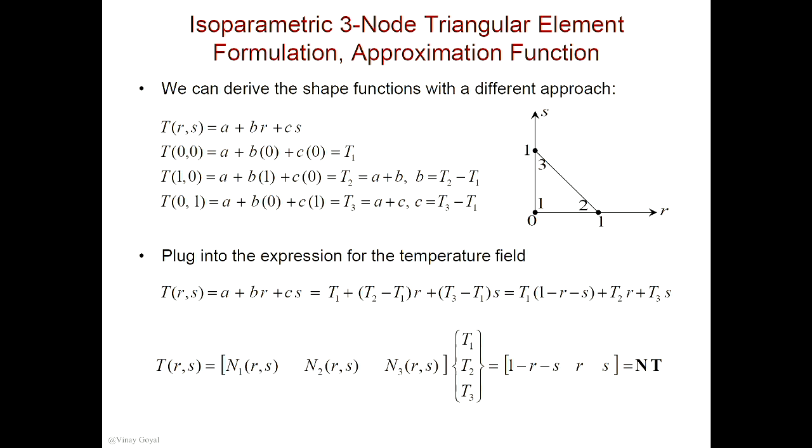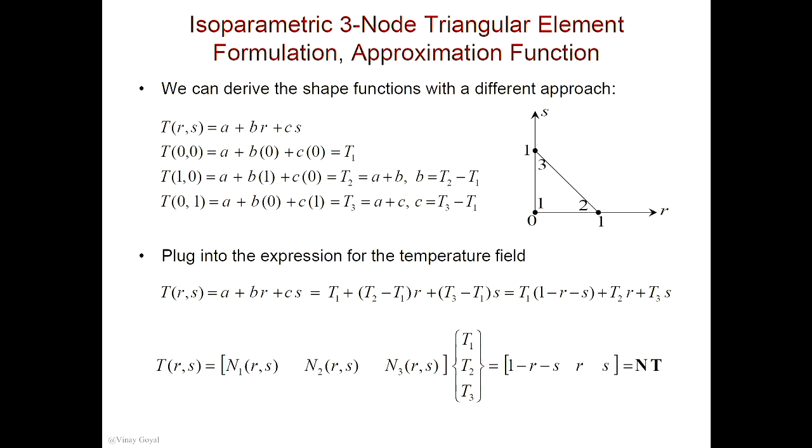So if I know a is T1, I can get this very quickly. a plus b r plus c s is T1, and I can substitute what b is, which is T2 minus T1. I can substitute what c is, which is T3 minus T1. I can factor out T1. If I factor T1 out, I get T1 times (1 minus r minus s) plus T2 times r plus T3 times s. And so these are the shape functions right here. s is N3, r is N2, 1 minus r minus s is N1. Isn't that cool? The shape functions look simple.